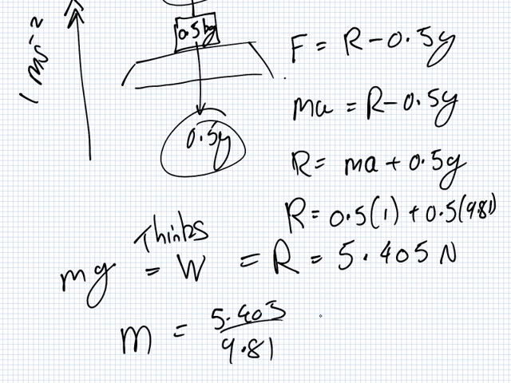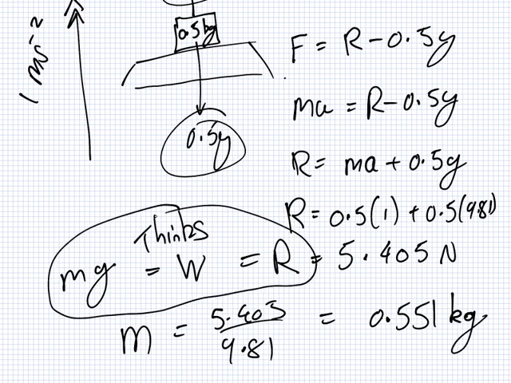And what's that? 0.551, which is more than 0.5, which is what we thought. So as the weighing scale moves up, it thinks it's heavier. And if it's moving down, likewise, it'll think it'll be lighter. Yeah?